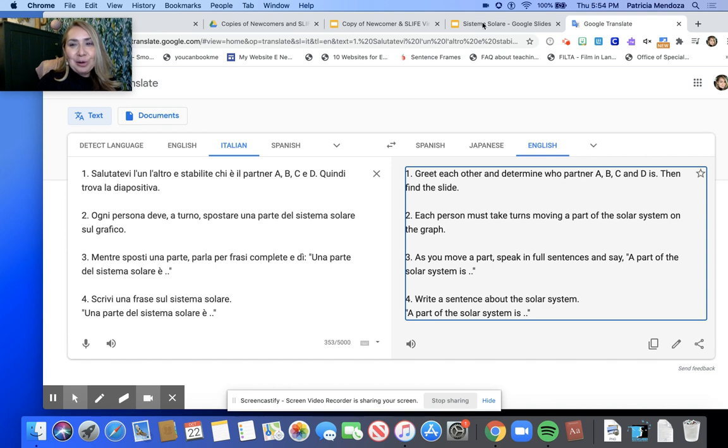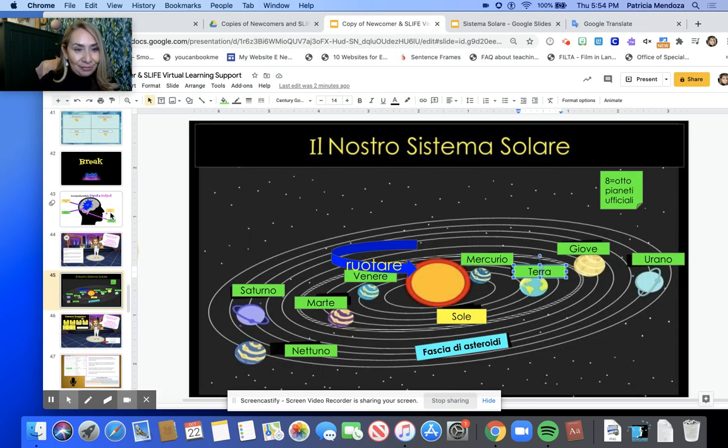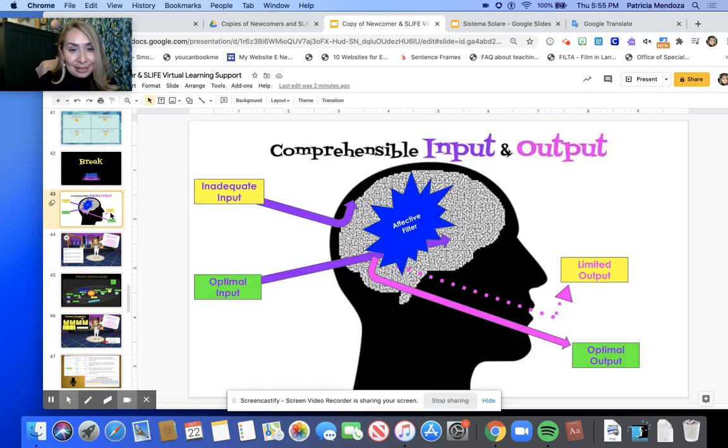All right. I hope this was helpful. I hope this is a consideration that you can definitely have in place for your students. So again, we can provide them with the comprehensible input so that they can feel successful with the comprehensible output that they will need to show that they understand the learning.